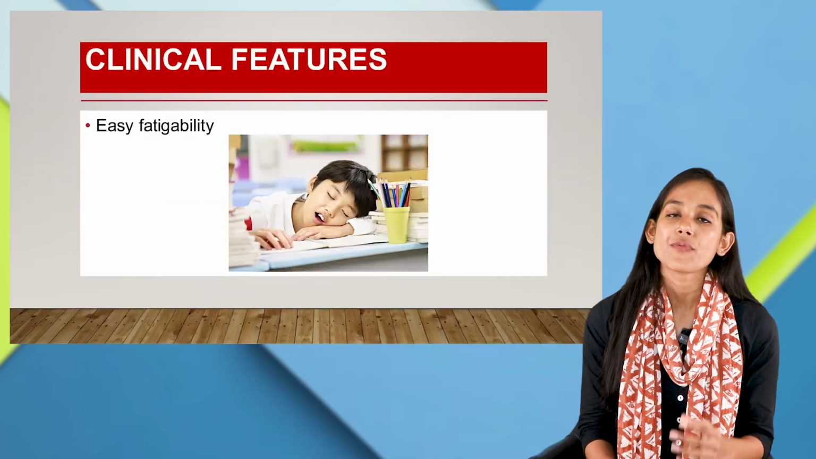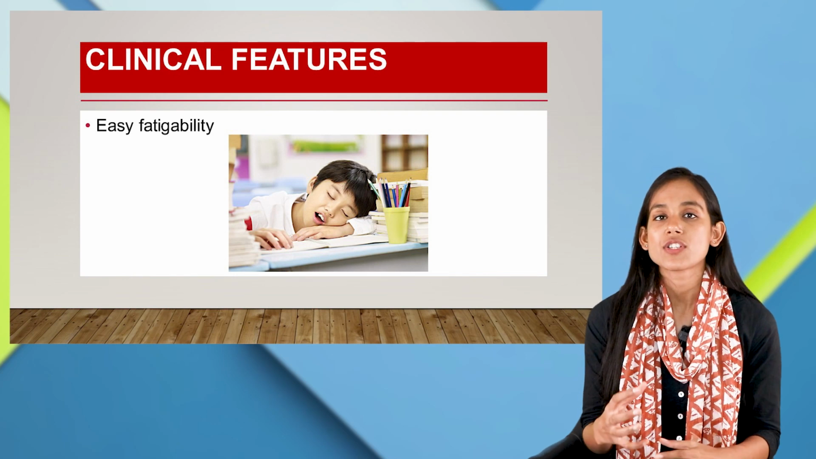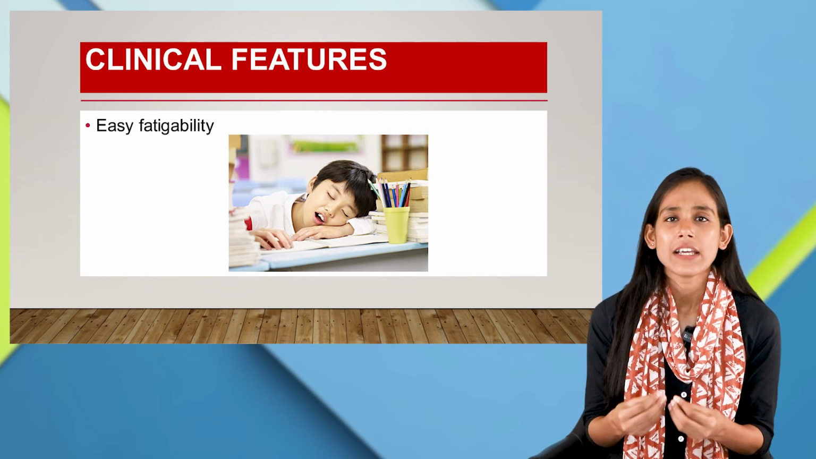Now next, let us move on to the clinical features. So if there is anemia in children, what are the signs and symptoms that we can see? So the first one is easy fatigability. So the child will feel easily fatigued.